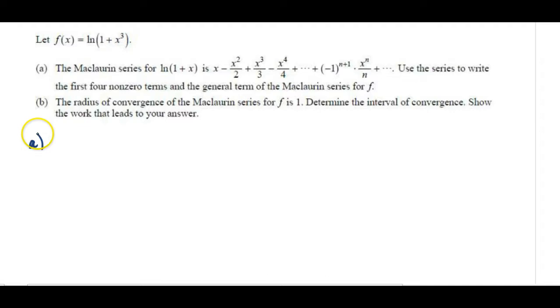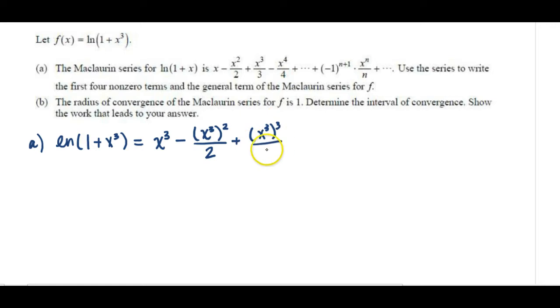So for part A, let's go ahead and write that the natural log of 1 plus x cubed equals, so I'm going to replace every x with x cubed. So we're going to have x cubed as my first term minus x cubed squared over 2, and then plus x cubed cubed over 3 minus x cubed to the 4th over 4. So there are my first 4 non-zero terms. Again, no need to simplify the exponents.